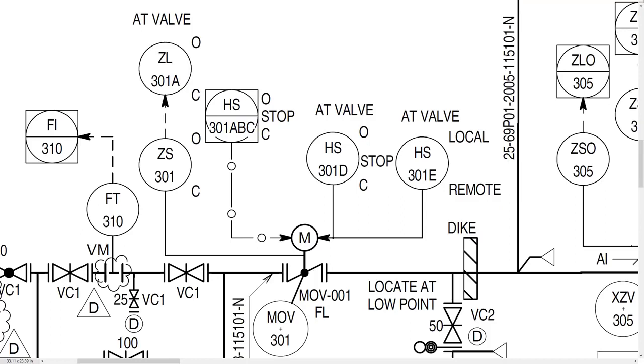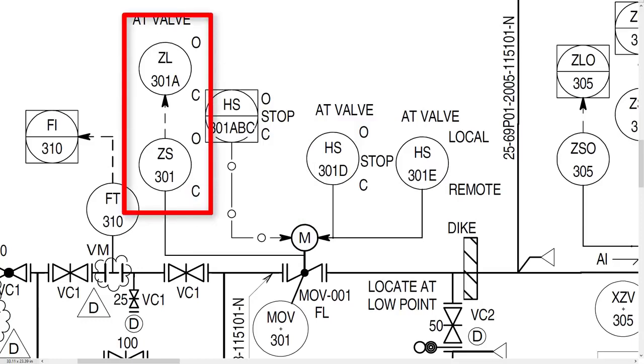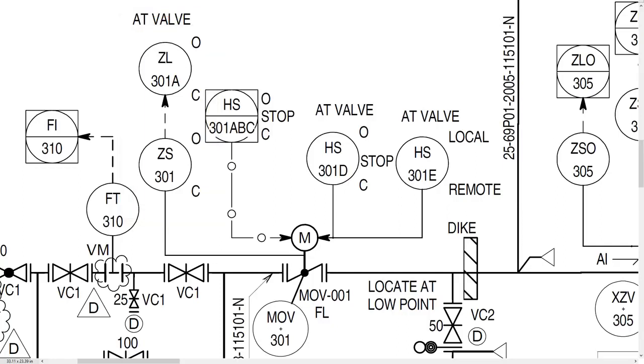HS indicates hand switch. With these switches, you can put the MOV on manual control or remote control, that means on-panel control. You can also start or stop the valve from the field. HSO means open, HSC means close. The data link indicates this valve is connected to the control panel. The last two instrument bubbles show the position of the valve. From the field, you can set and see the percentage of the valve opening.